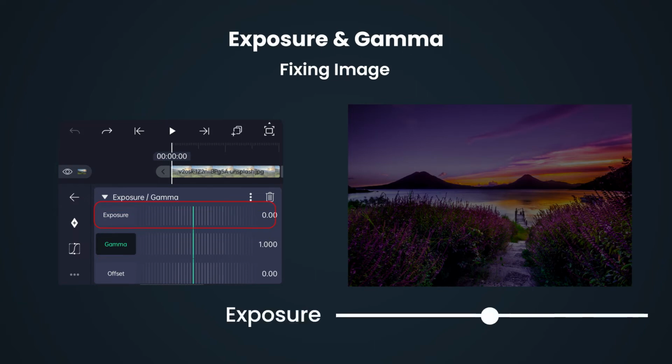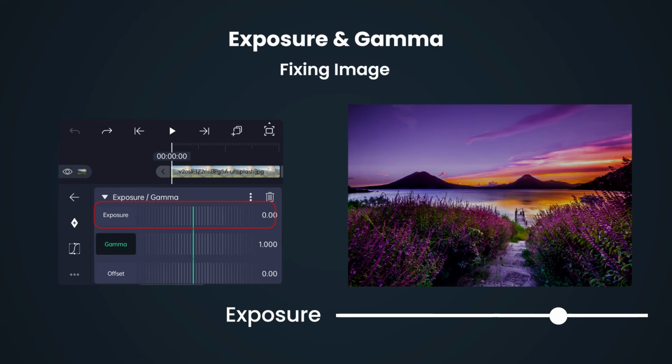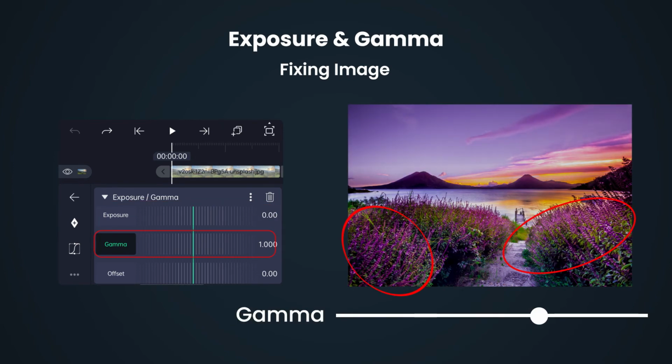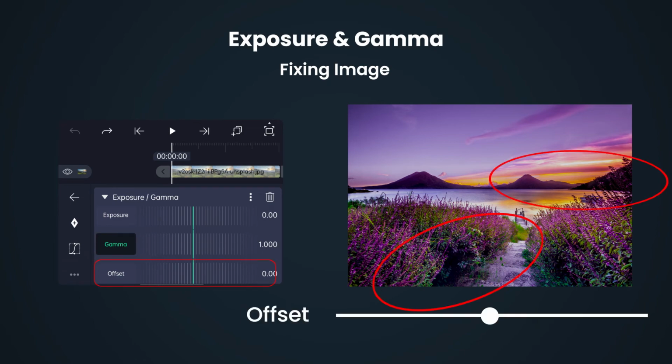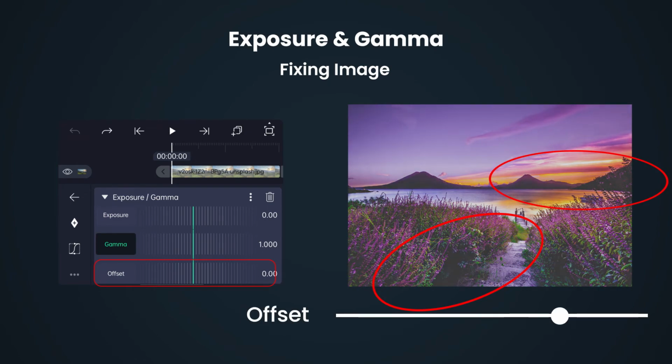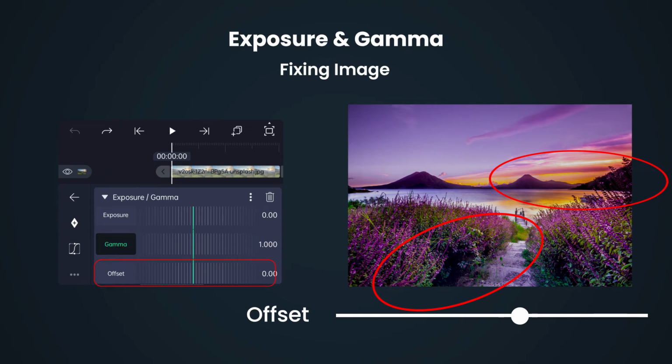Let's see how we can use this effect. Add this effect to the image and start changing the values. In this example, we are fixing an underexposed image. Adjust gamma for mid-tone lighting and overall result, fine-tuning gamma until the desired result is achieved. Adjust offset until the desired darkness is achieved in the shadow area.